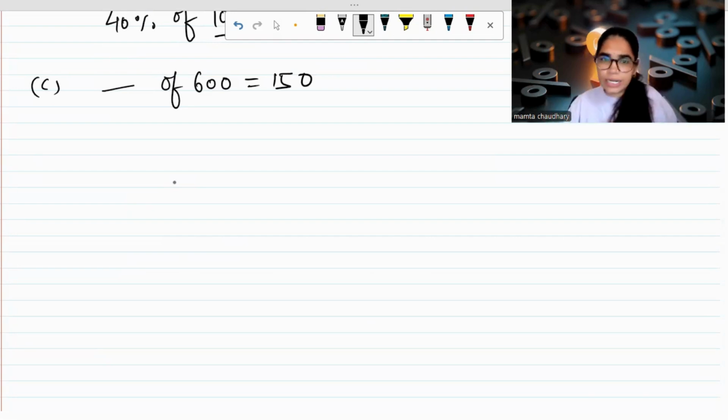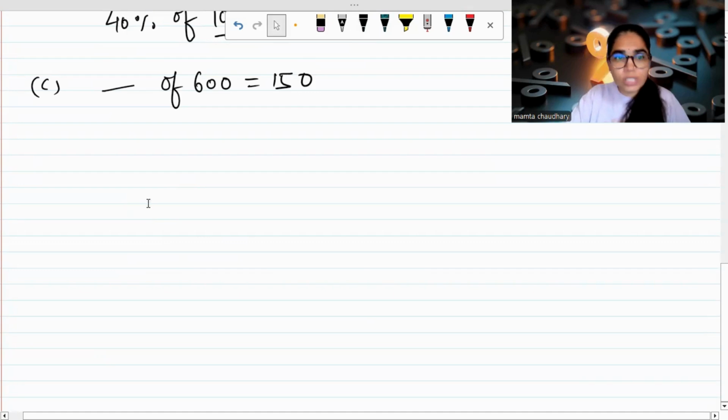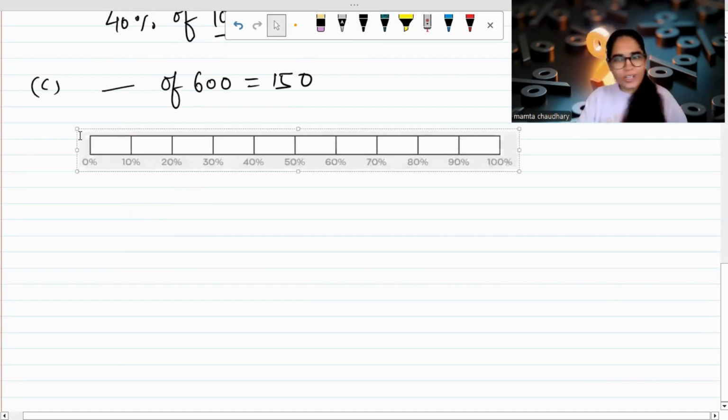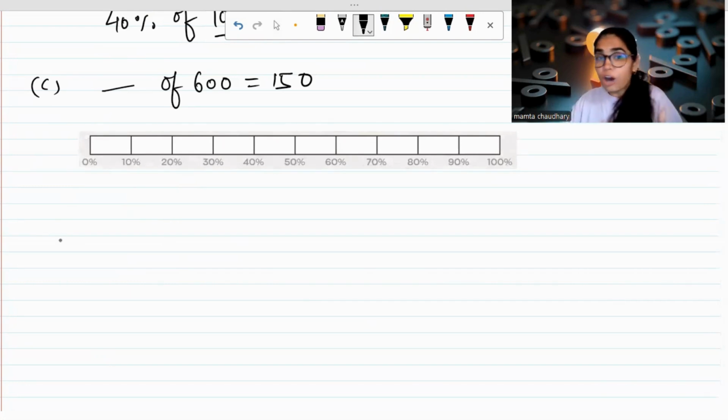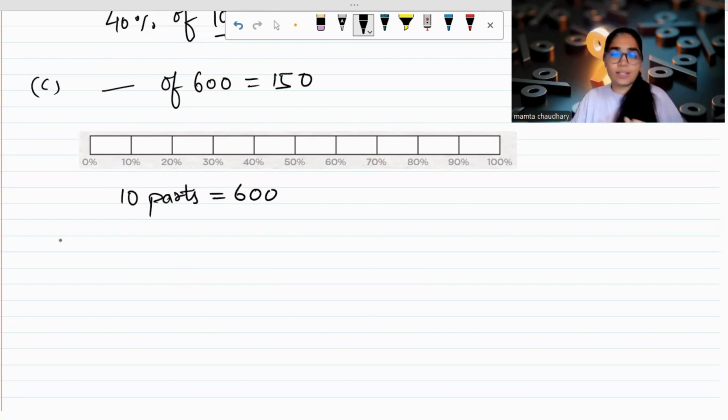Okay, so let's write. What will we do? First step is to draw the fraction bar model. Okay, draw. Now, of 600, 600 is what? Whole. Whole means how many parts? 10 parts, right? Whole means this complete. How many parts? 10 parts. So 10 parts equals 600.